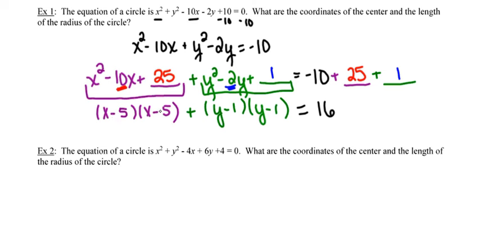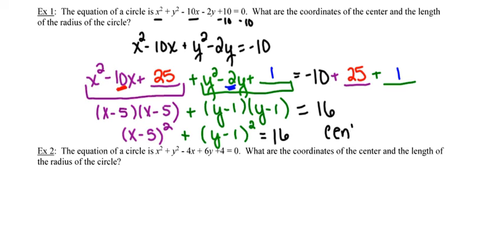So x minus 5 times x minus 5 is the same as x minus 5, the whole quantity squared. Y minus 1 times y minus 1 is another name for y minus 1, the whole quantity squared, equals 16. So now the center of this circle has coordinates 5, 1. Remember, the square of the radius is 16, making the length of the radius 4.